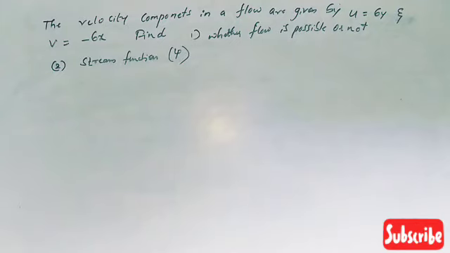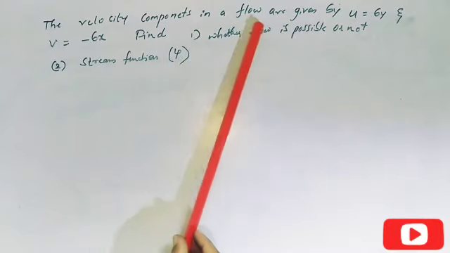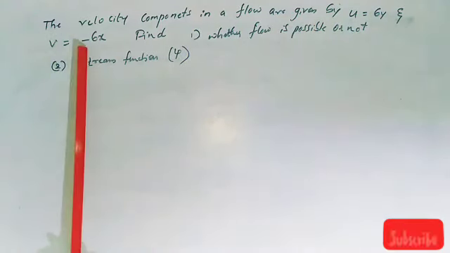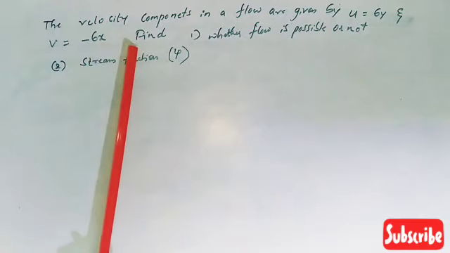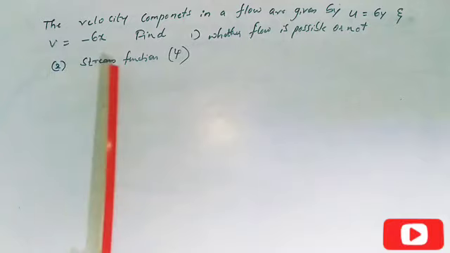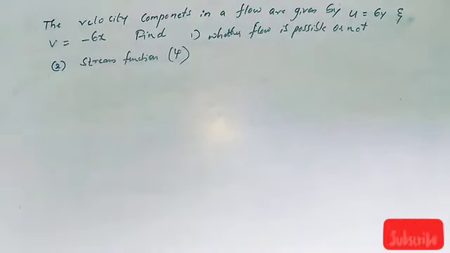The question is: the velocity components in a flow are given by u equals 6y and v equals minus 6x. Find whether the flow is possible or not, and the stream function. This question was asked for 8 marks in the previous examination.